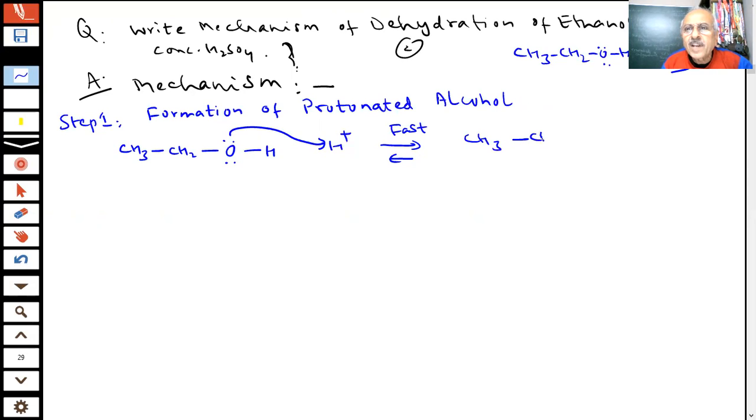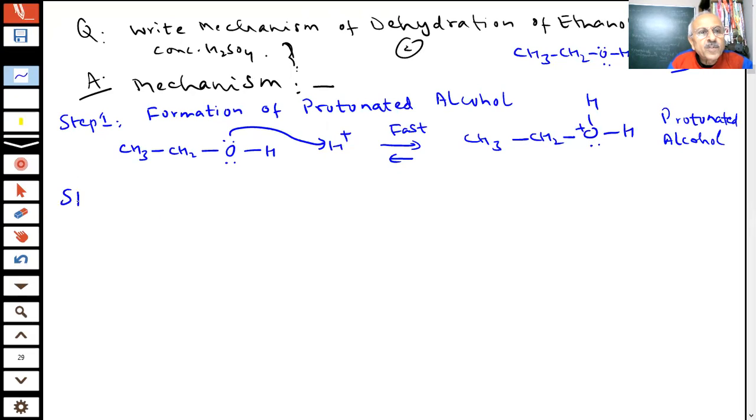The result is that, as you have seen in other cases also, protonation takes place, and then there is a plus charge on the oxygen. This is called protonated alcohol. But the important point is oxygen is having a positive charge here, and oxygen is never going to be happy with a positive charge because oxygen is an electronegative element. Therefore, it will try to get electrons from some place, or it is not going to be stable. It is not a stable situation.